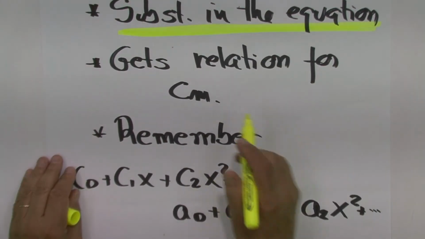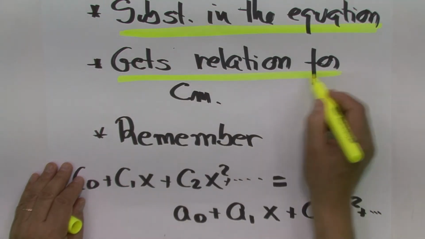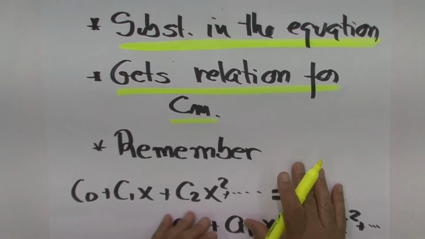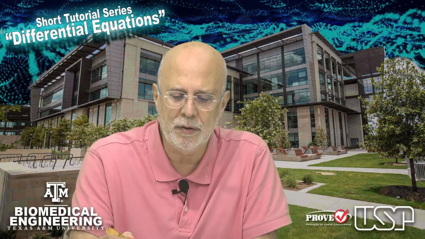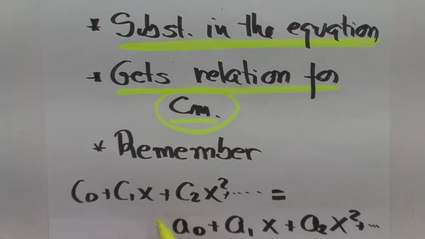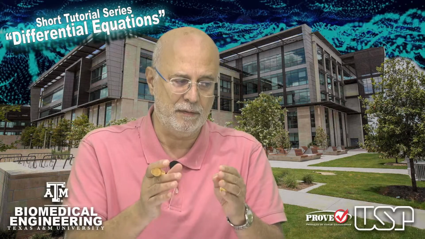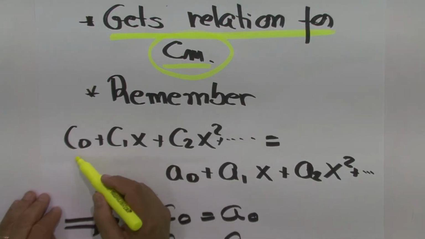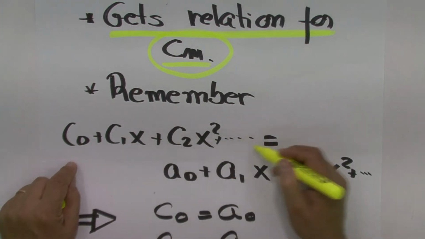And we're going to get a relation between the coefficients. We're going to try to extract from the fact that the equation represents a true mathematical statement how the coefficients should be. But you have to remember that when you substitute in the equation all the series that represent the derivatives, we're going to have a huge mathematical expression with many powers.